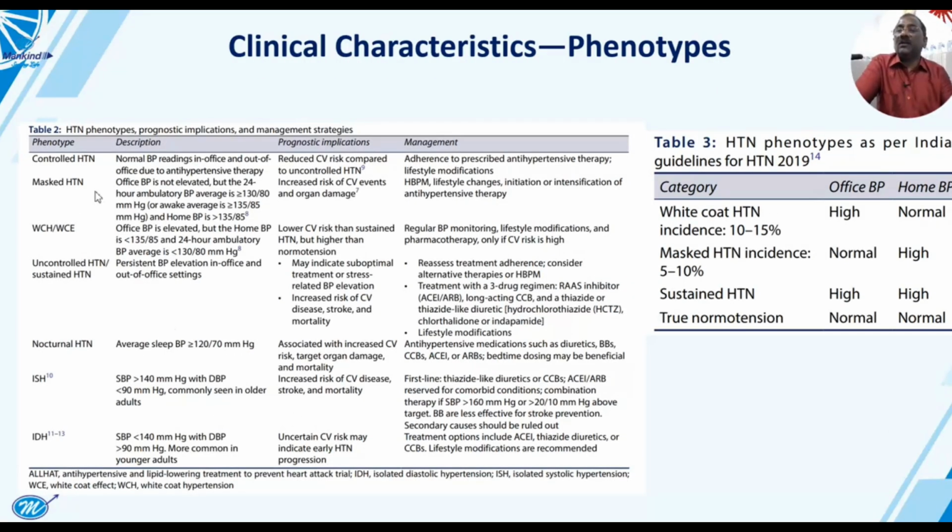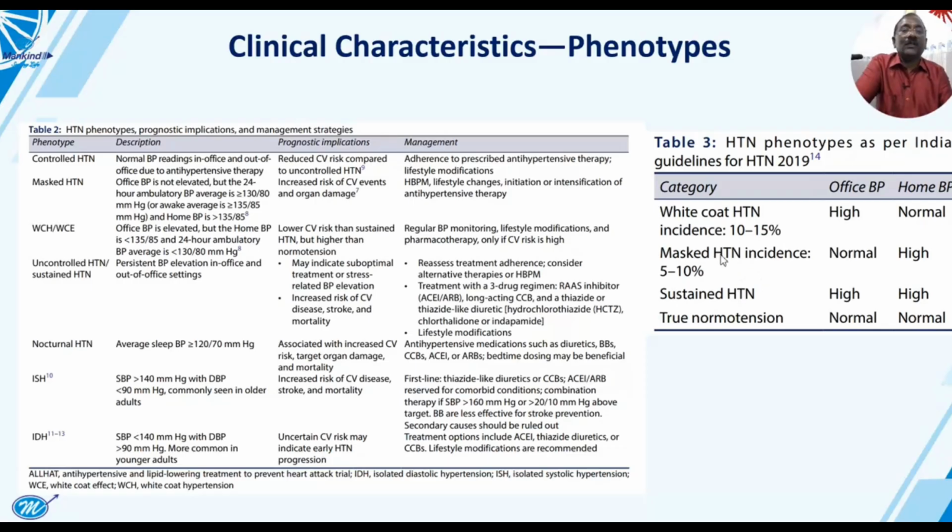So these are the controlled hypertension, masked hypertension, nocturnal hypertension, etc. See the white coat hypertension. In the office, blood pressure is high or low? Whatever the home blood pressure, normal. That is your white coat hypertension. Very fortunate population. You don't get any hypertension related complications in them.